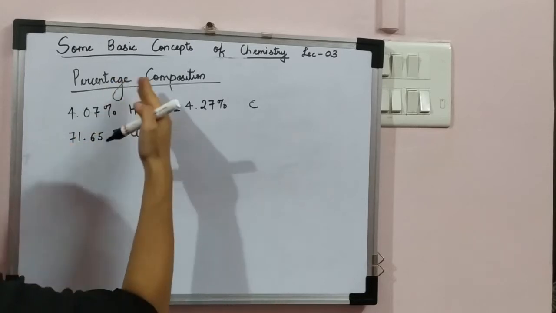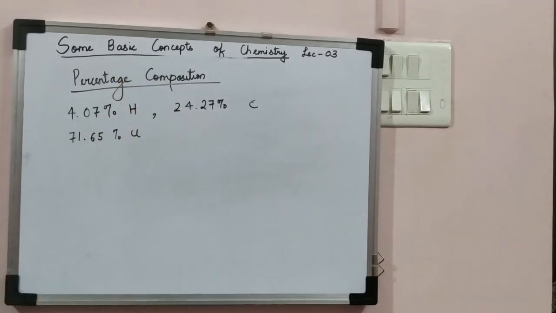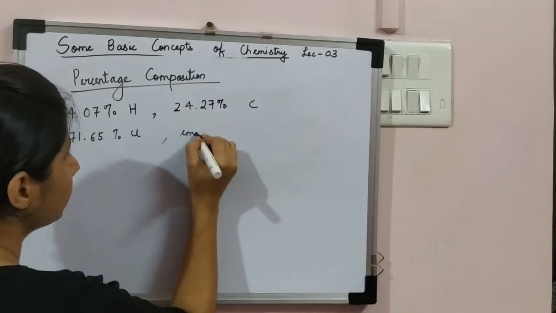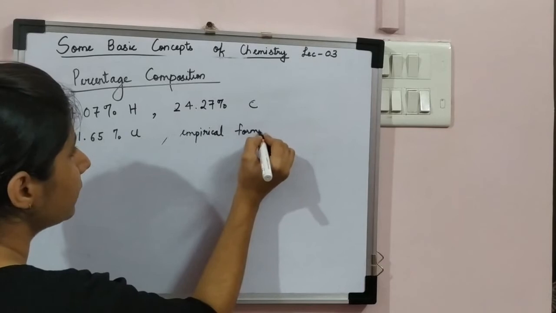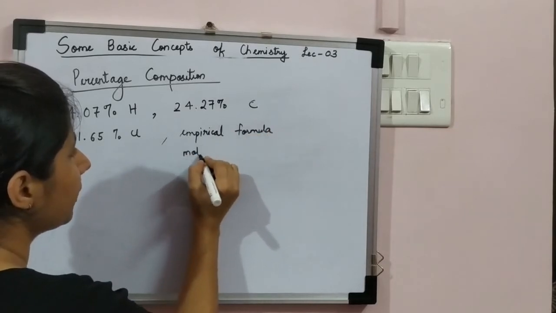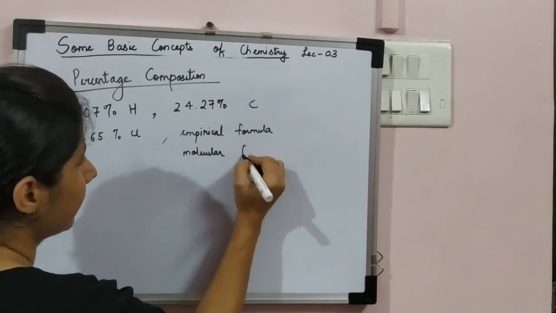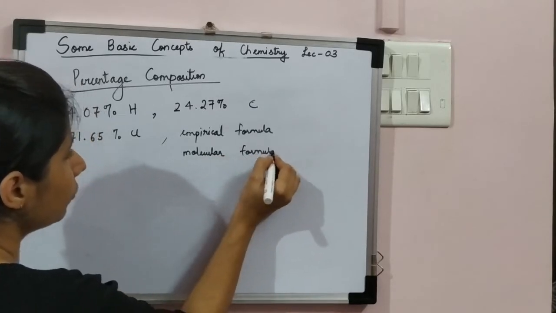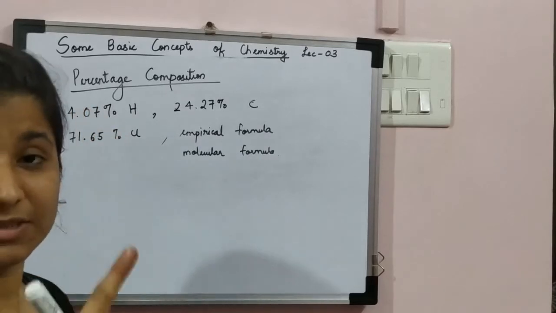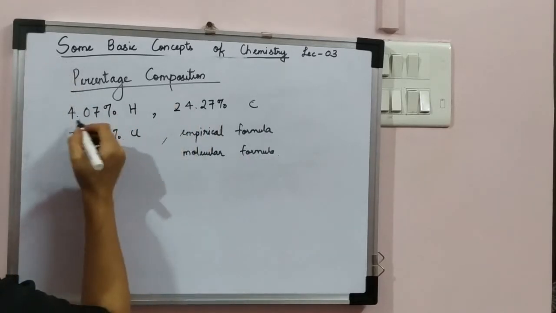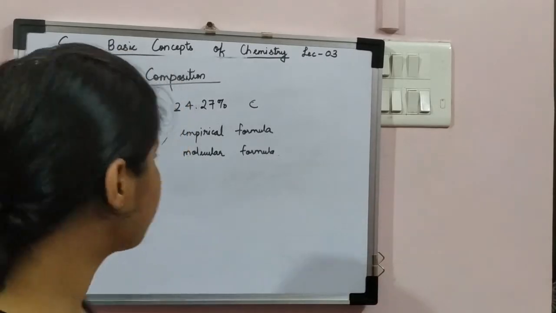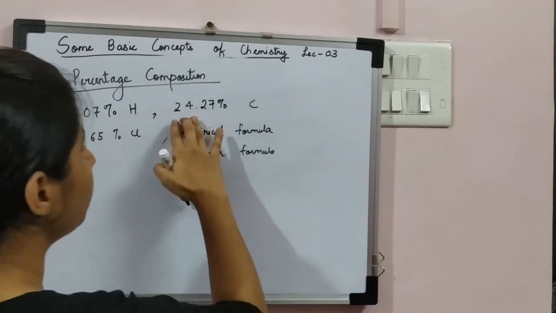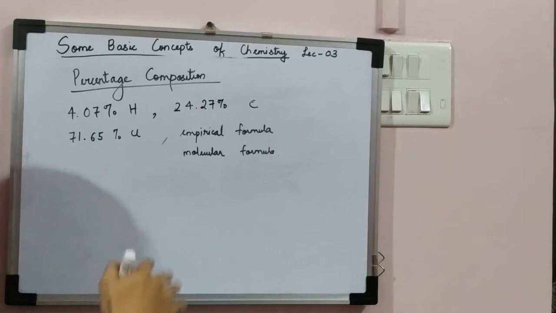What is the question asking? The question asks: what are its empirical and molecular formulas? So we have to calculate two things: the empirical formula, and the molecular formula. Okay, let's start. The first thing we have to do is, step 1, convert the percentage into grams. Let's assume the total amount of the substance is 100 grams. Out of it, 4.07 grams is hydrogen, 24.27 grams is carbon, and 71.65 grams is chlorine.